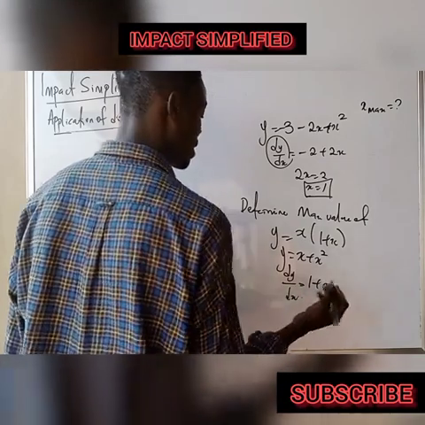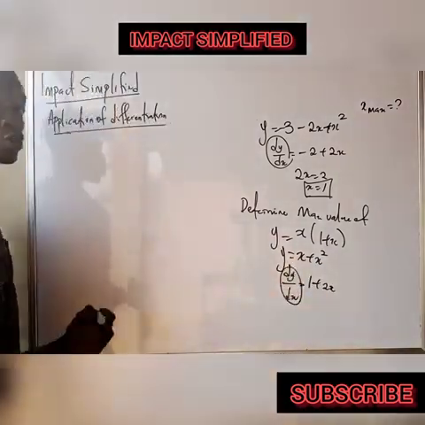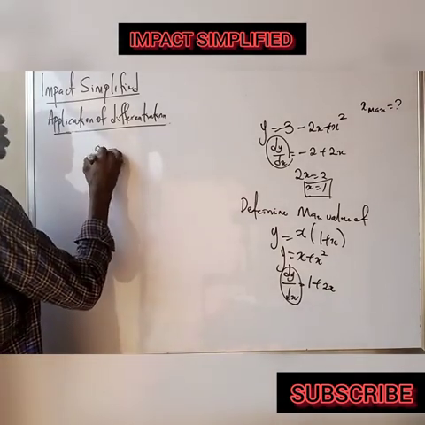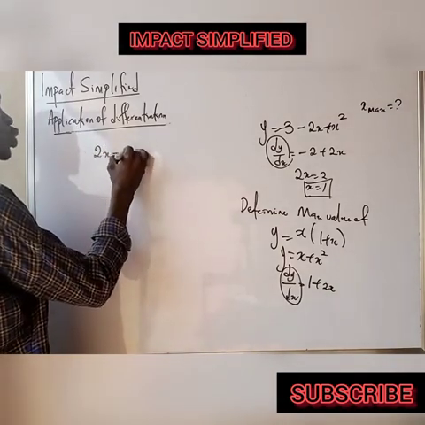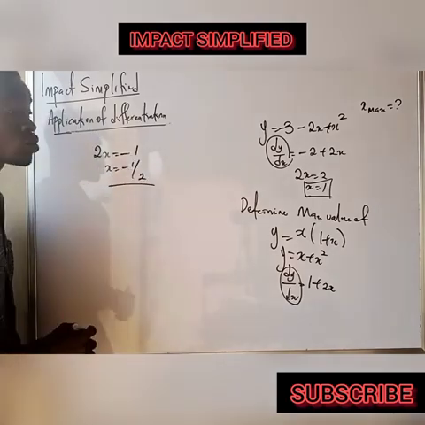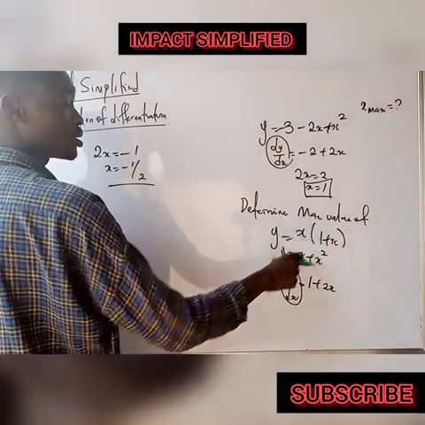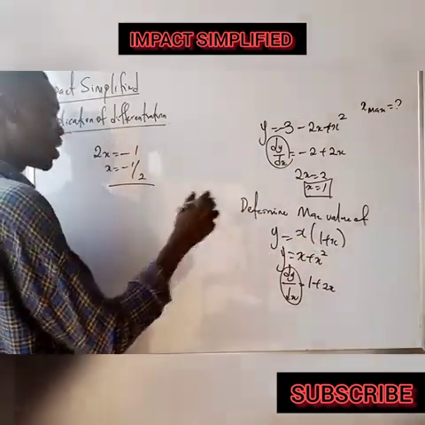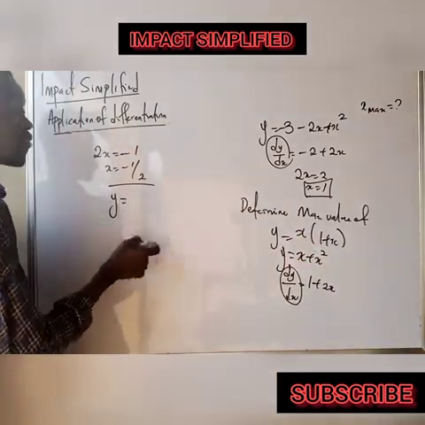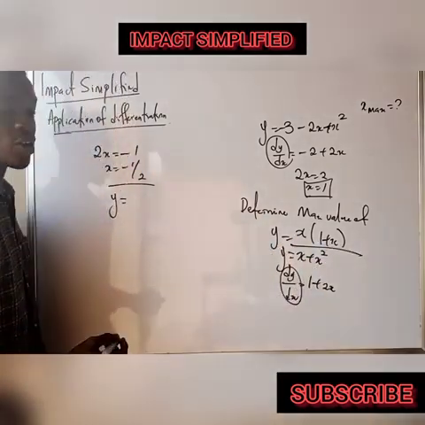1 plus 2x. And after that, for maximum value, the second step is asking us to equate that to 0. So equate it to 0, we have it as what? 2x is equal to minus 1, and your x is minus 1 over 2. Minus 1 over 2 will be in the option, but it's wrong because they say find the maximum value, and the maximum value is a function of y. That means we are going to insert our x inside this question.